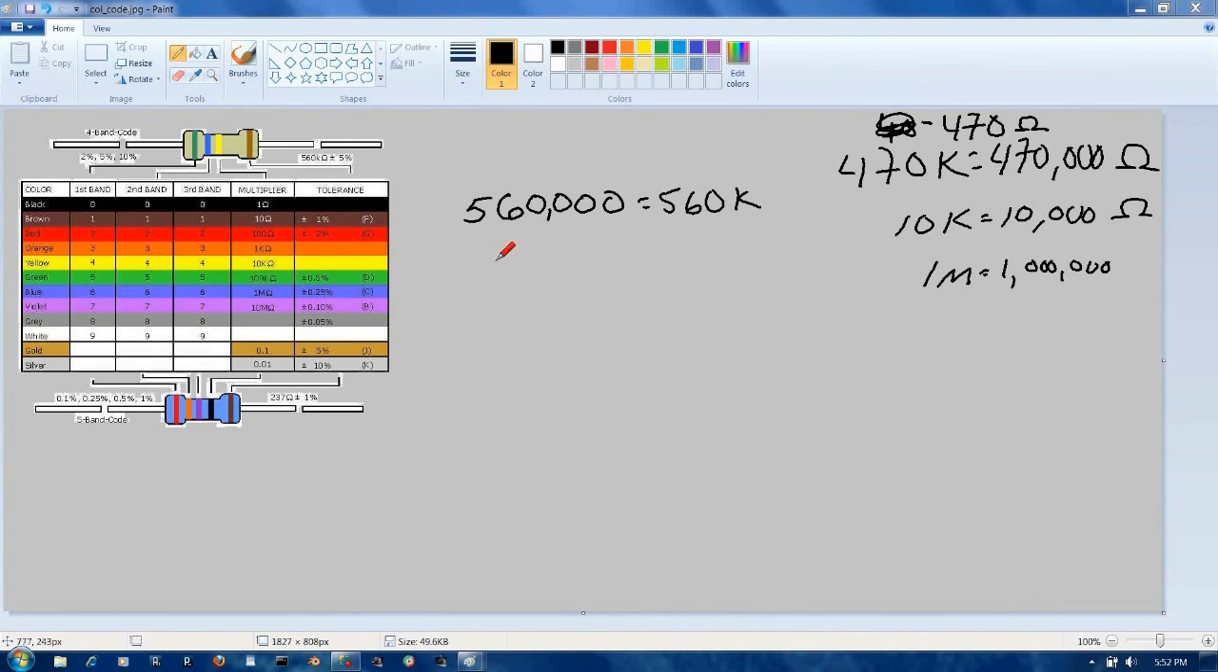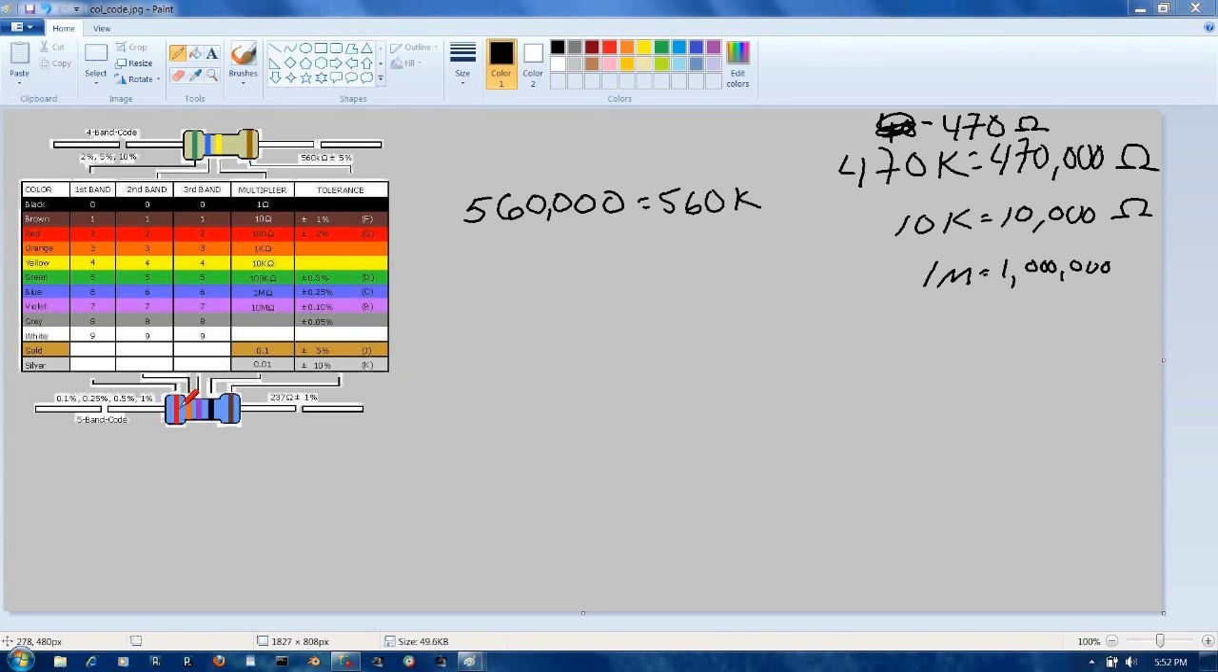Where was I? We had 560K. So we were dealing with the multiplier. So you can multiply it if you want, times 1,000, times 100, times 10, times 1. So 237 times 1 is 237, or you just put no zeros.